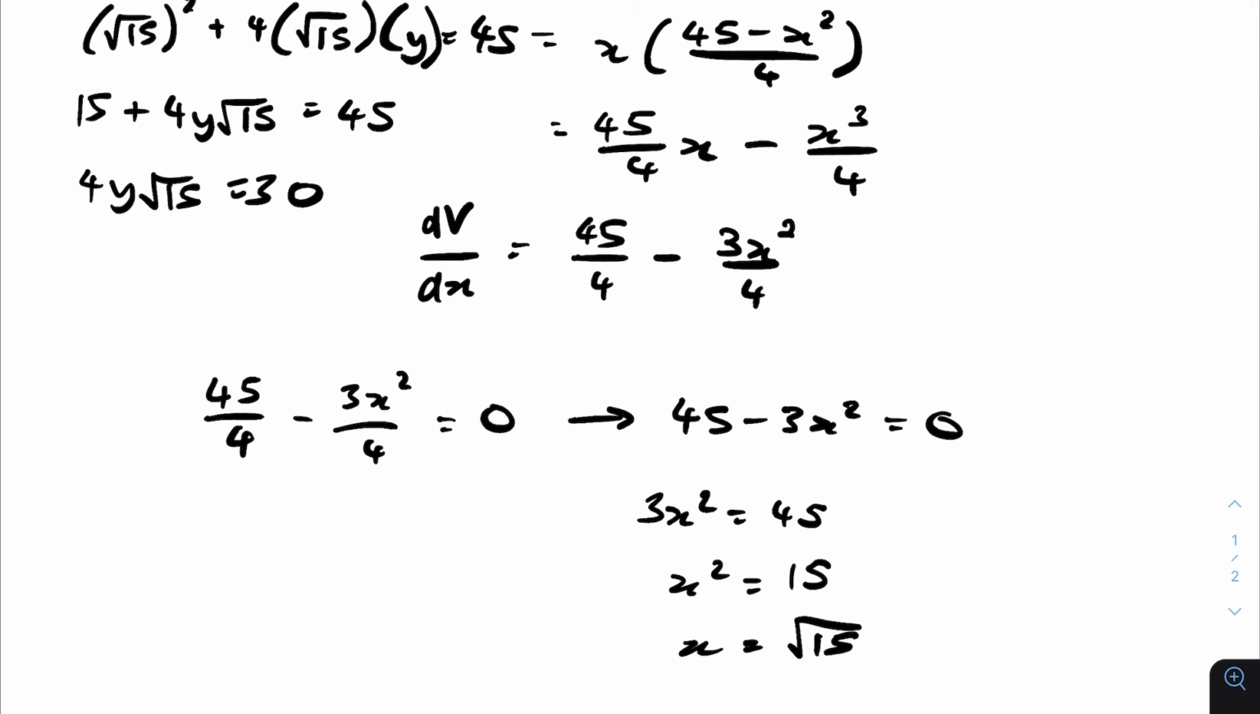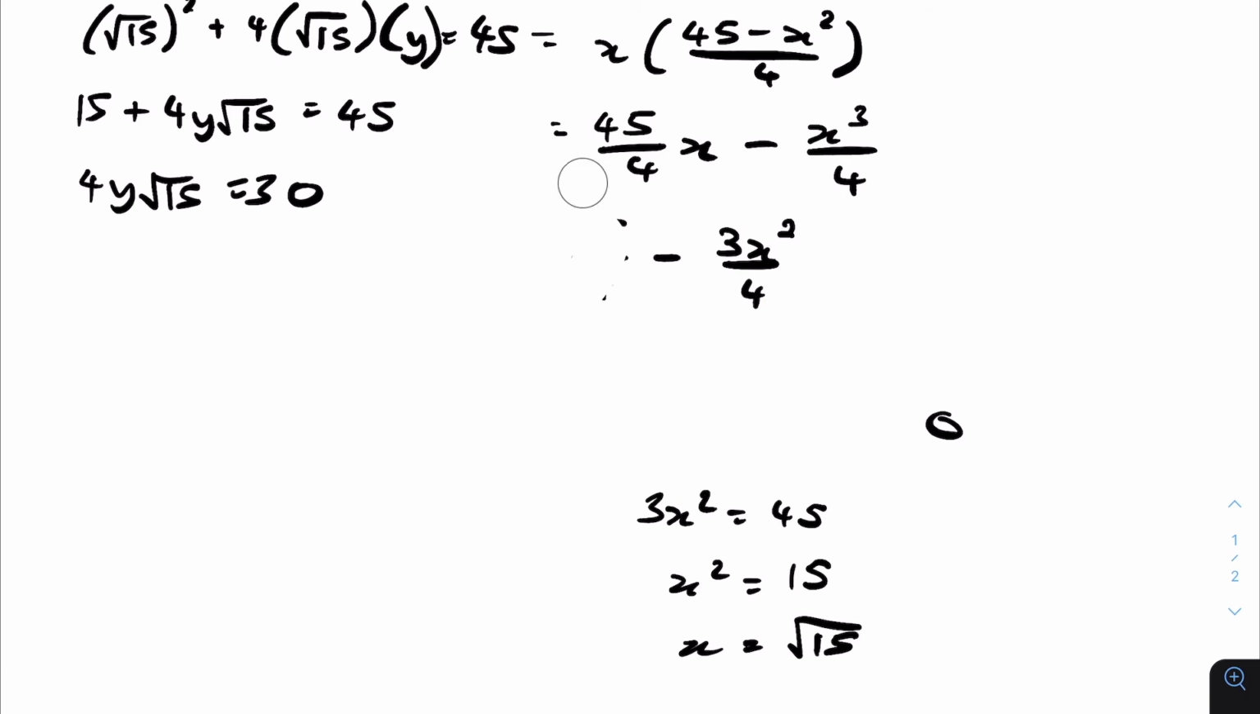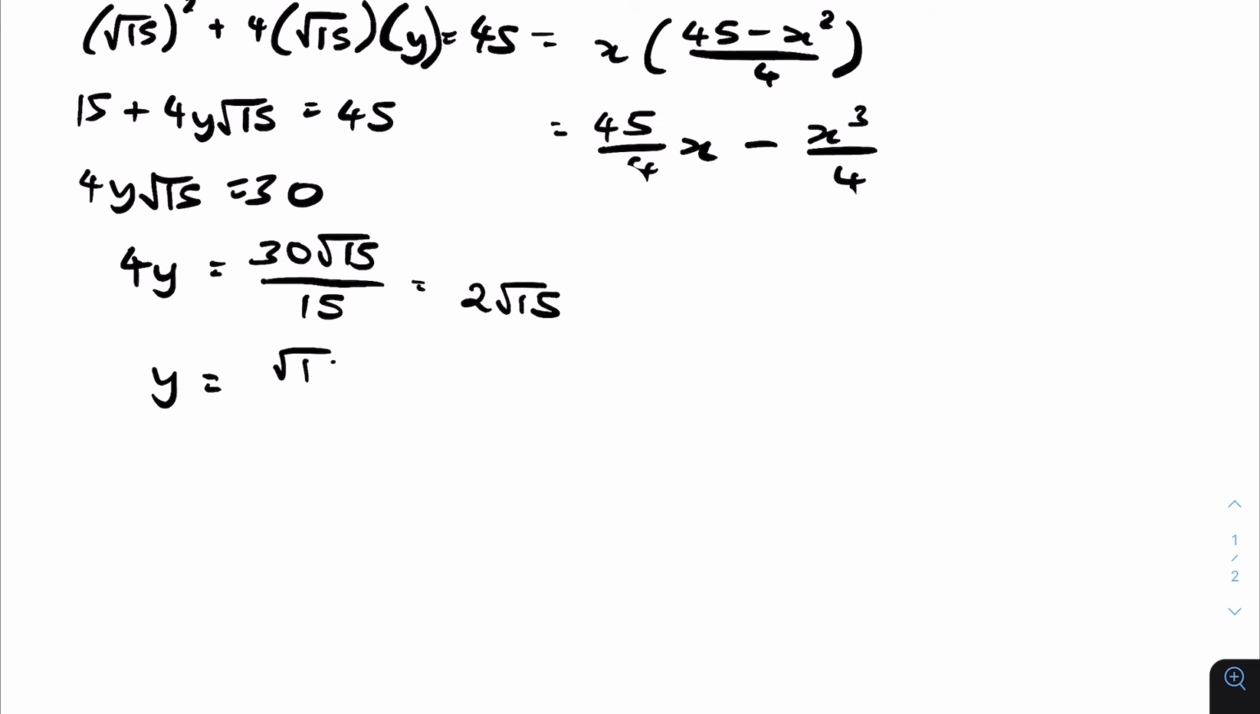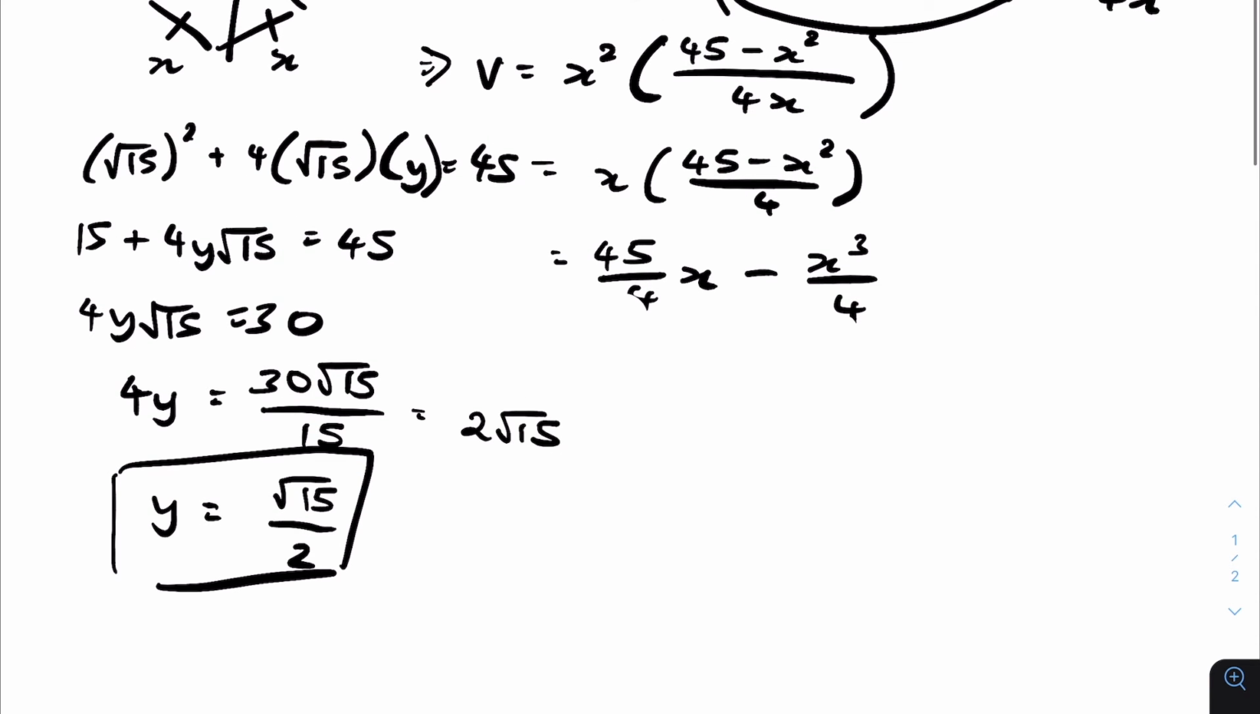Let me just get rid of most of this here. It's going to make it easier for us. We divide everything by root 15. It gets 4y equals 30 divided by root 15, which is just 30 root 15 over 15, if we rationalize it, which is just 2 root 15. And then y is equal to half root 15, so it's root 15 over 2. That's the dimension of the height, and the x value is just root 15.